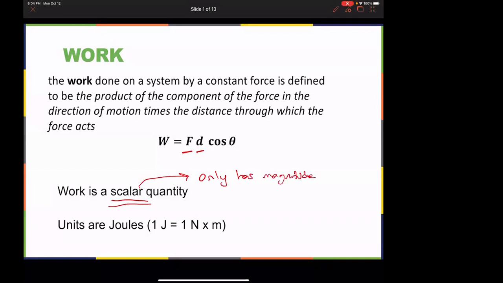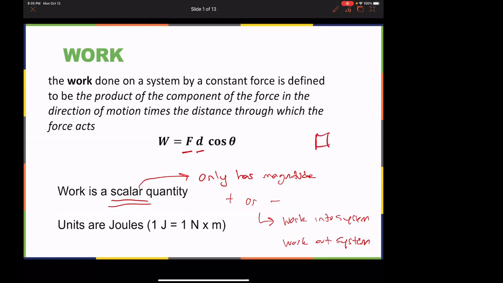So there's no direction. Work does not have a positive or negative that indicates direction. So the positive and negative for work does not indicate direction. What it means is work into the system and work out of the system. So input and output. So if you're putting work into a system, it's positive work. If you're taking work out of a system, it's negative work.